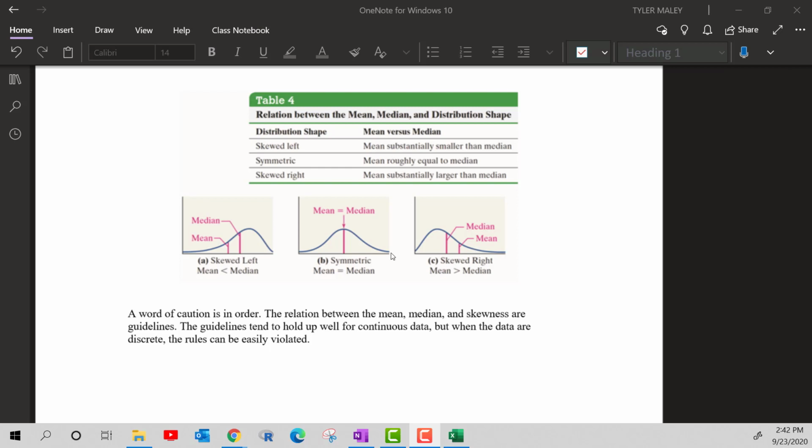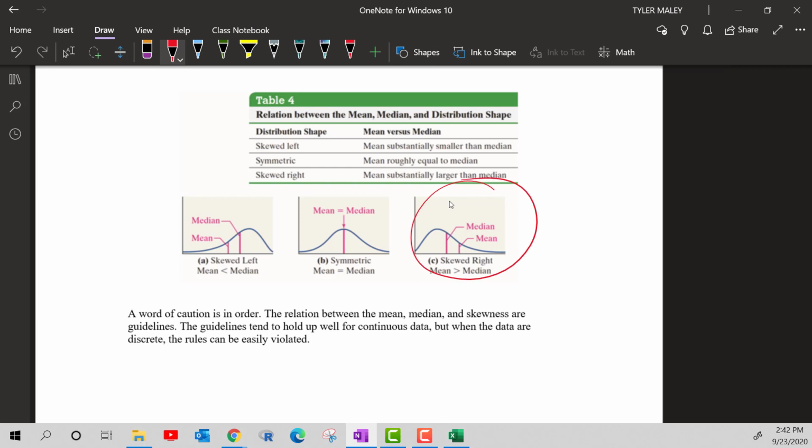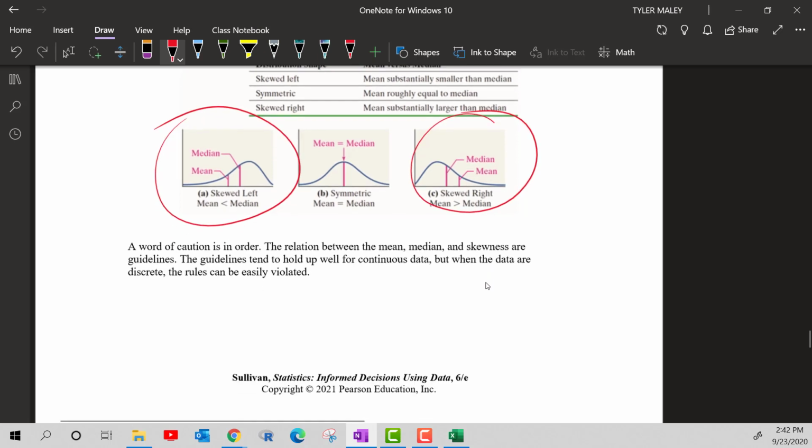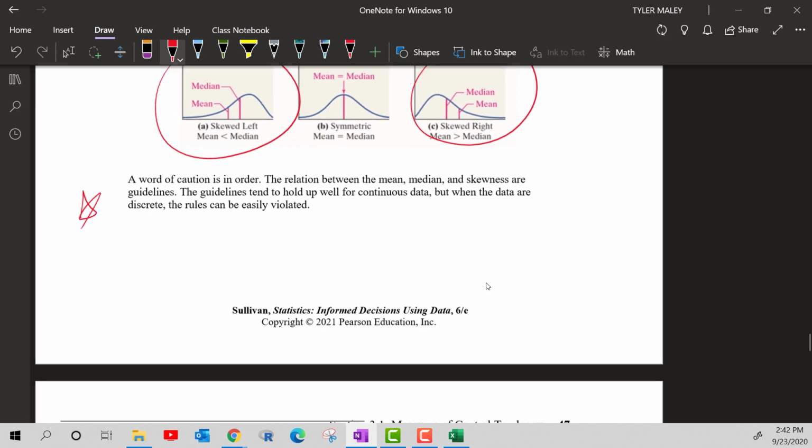So that's important to note, and that's also some rationale for why we call this one skewed right and this one skewed left. It has to do with the mean going towards that direction. So that's another way you can help remember that. And then this is just a word of caution you can read over.